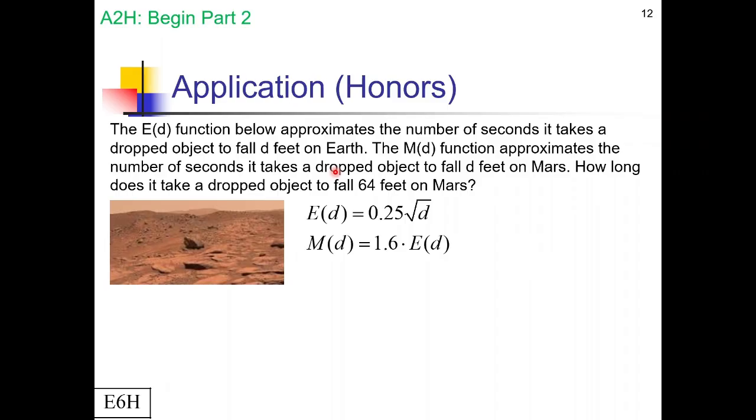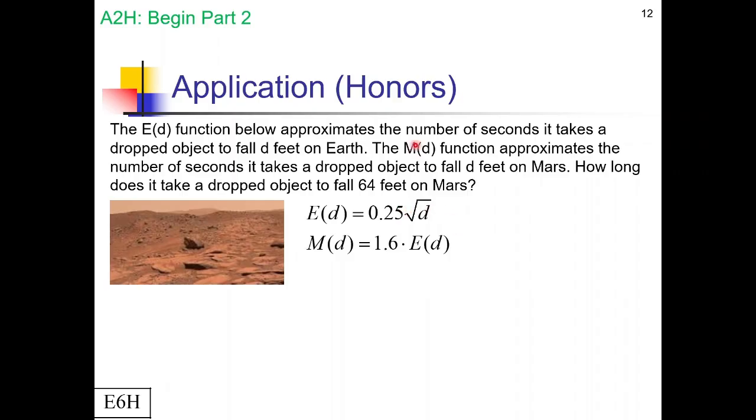If you're rejoining us from the honors version of the course, we're going to kick things off with a word problem. So we're going to go extraterrestrial for this one. The e of d function below here, 0.25 square root of d, approximates how long it takes a dropped object to fall d feet on Earth. So for example, a 100-foot drop, square root of 100 is 10. 10 times this would be 2.5 seconds apparently to fall 100 feet.